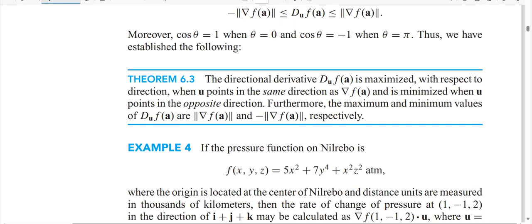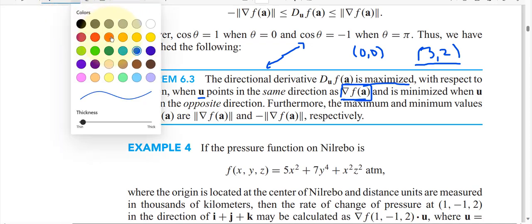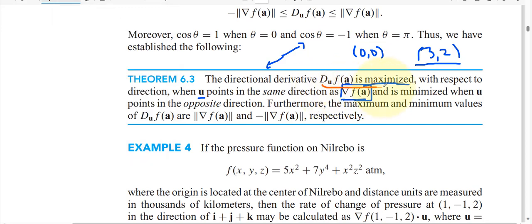Now, going back to our question, the question we want to ask is, in what direction is the ascent greatest, or conversely, least? Or as they write it here, in what direction is the directional derivative maximized?